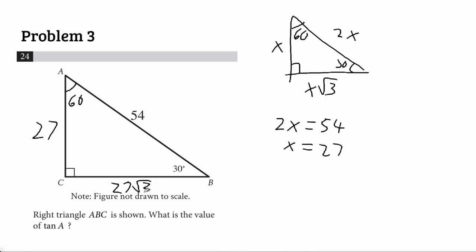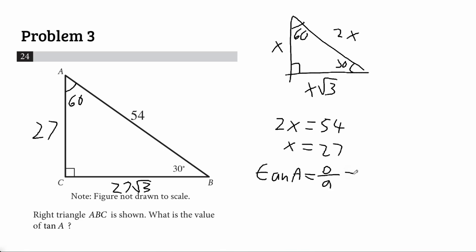So we're looking for the tangent of A. Now, this is going to come from our SOHCAHTOA rule, and if you don't know too much about SOHCAHTOA, feel free to check out my SOHCAHTOA video. But we know that the tangent of any angle is going to be the opposite side divided by the adjacent side.